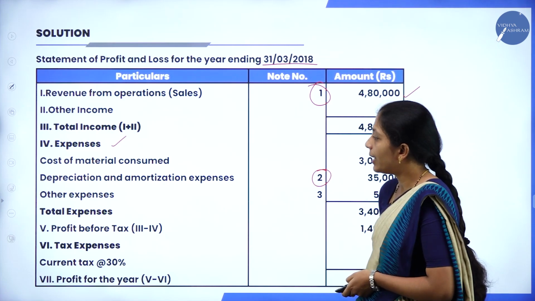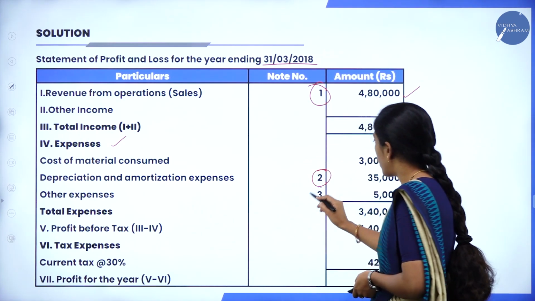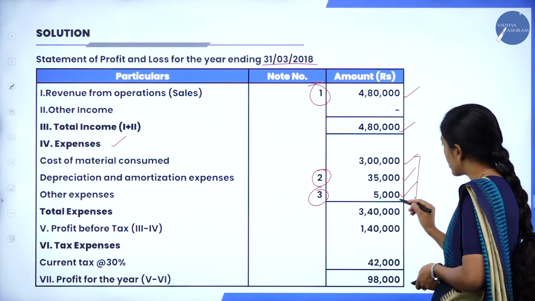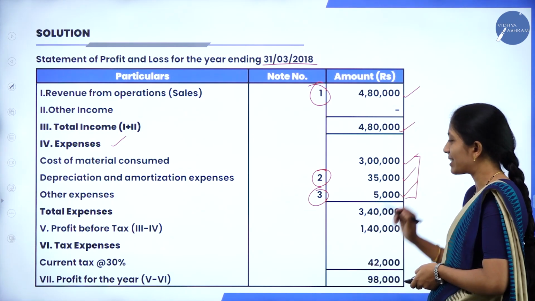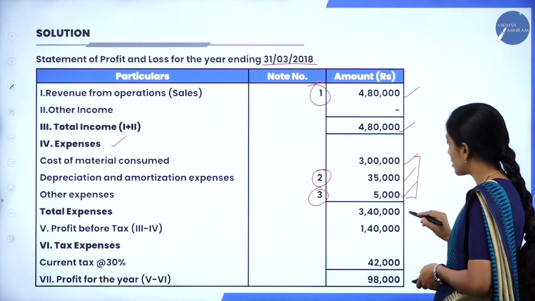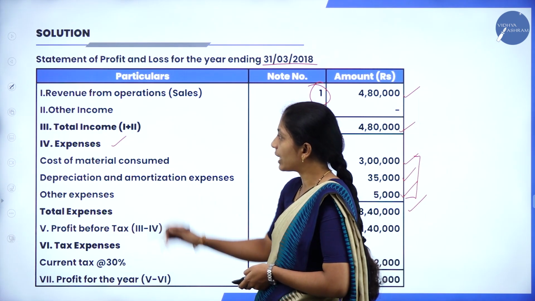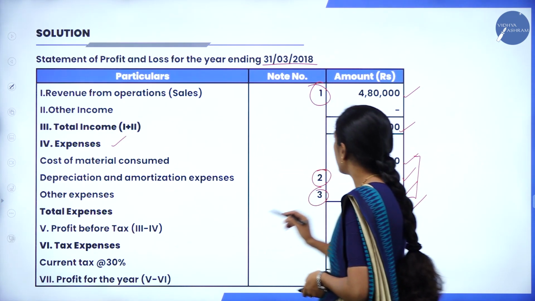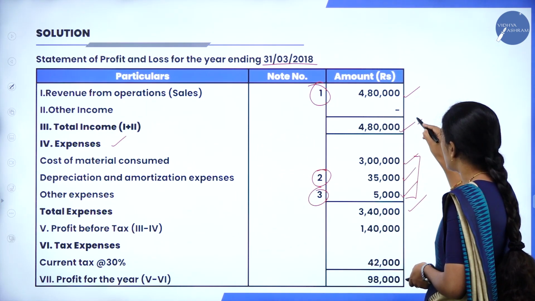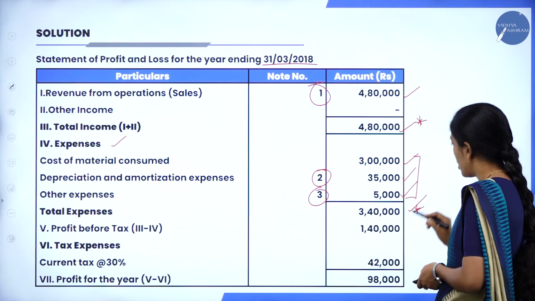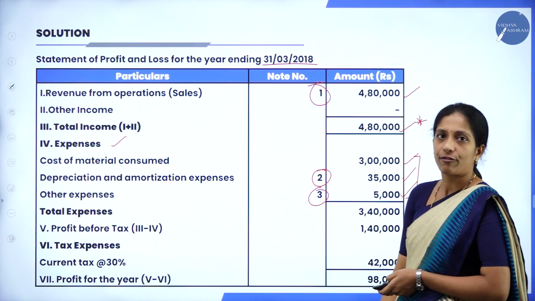So how do you show it here? Other expenses, note number 3, 5,000. Then what will you get? Total expenses. Add all the expenses: 3 lakh plus 35,000 plus 5,000, it is 3,40,000. Next, fifth is profit before tax. How do you get profit before tax? Total income, which is 4,80,000, minus total expenses, that is 3,40,000. So profit before tax is 1,40,000.